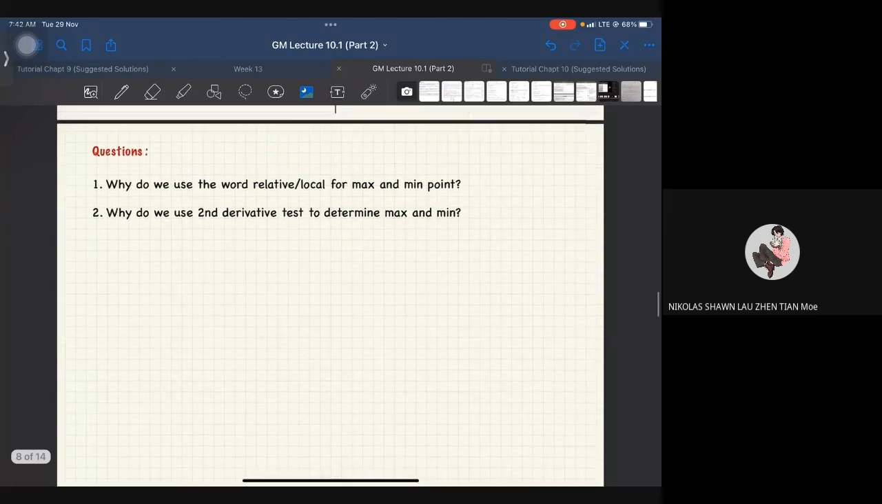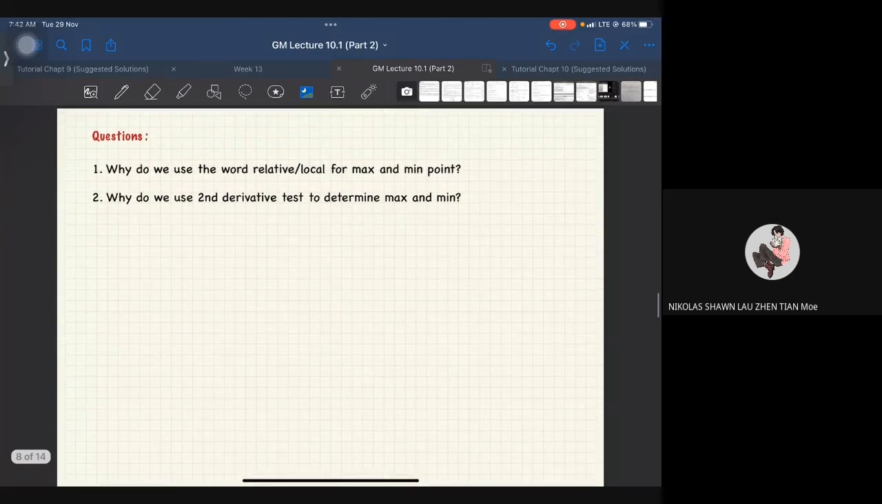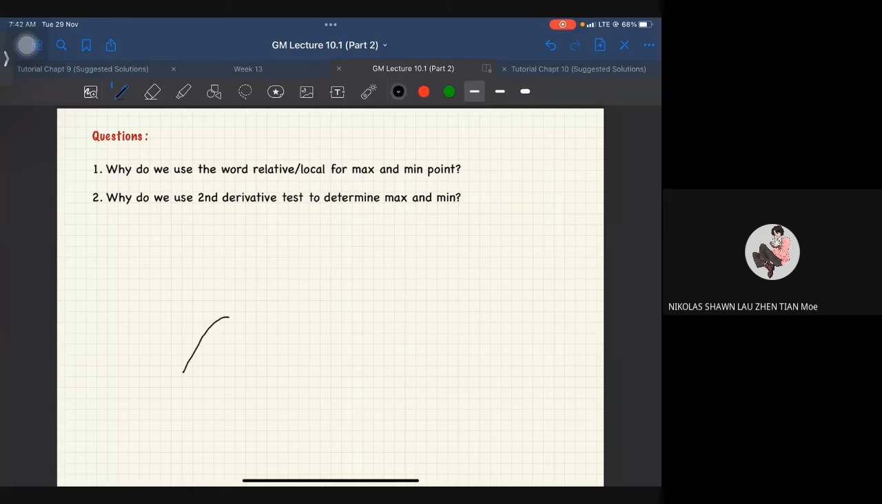Oh, sorry. This one, saya nak explain dekat awak kejap. Why do we use the word relative or local for maximum and minimum point? Kenapa? Okay, so kalau ikutkan, contohlah awak ada graph macam ni. Let's say you have this kind of graph. Okay, so bila kita apply the concept of finding maximum and also minimum point, so you will find that this one over here is maximum, this one over here is maximum as well. Okay, and then yang dekat bawah ni, this is minimum and then this one is minimum as well.